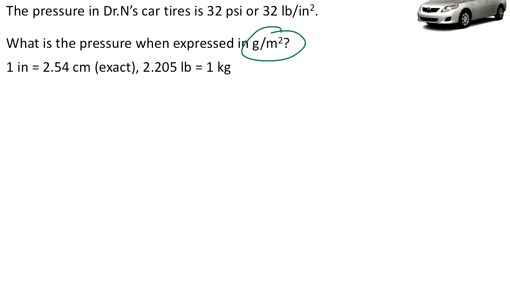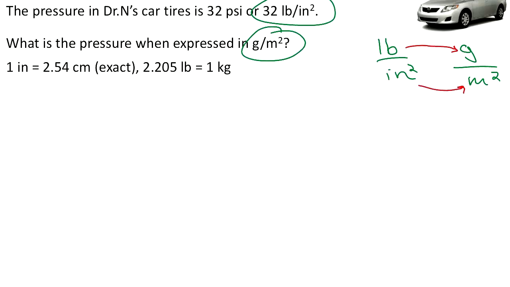So I'm converting this unit to a new unit. And the idea is we're starting with pounds per square inch. I want to go to grams per meter squared. So my strategy is let's convert pounds to grams. We know how to do that, okay? We have the skills to do that. And then let's convert inch squared to meter squared. And we can also do that. We're just going to do them one at a time. So let's start with the number that's given, 32 pounds per square inch.